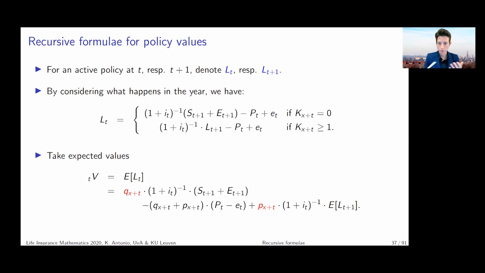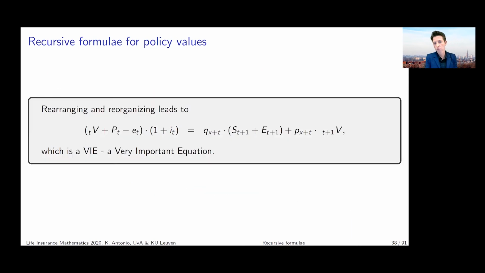If I replace the expected value for L_{t+1} with the policy value at t+1, then I exactly get my recursive expression, which I've been using in my example in a very specific case. So what you see here is the generalization of what we derived on the iPad, the generalization of this recursive relation for the policy value at time t.